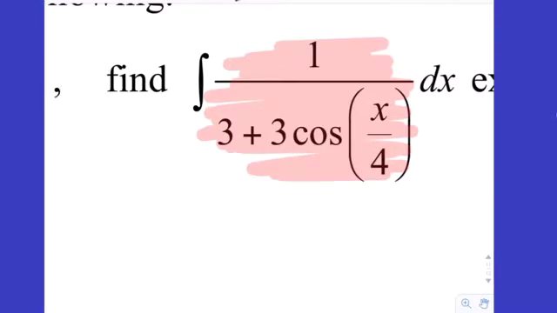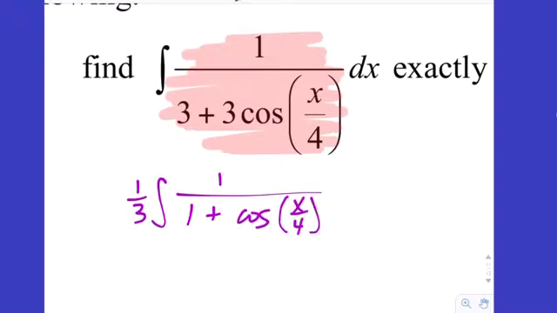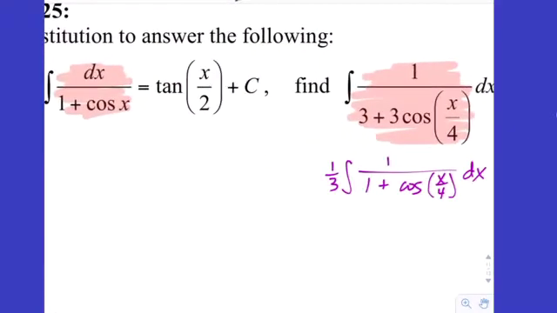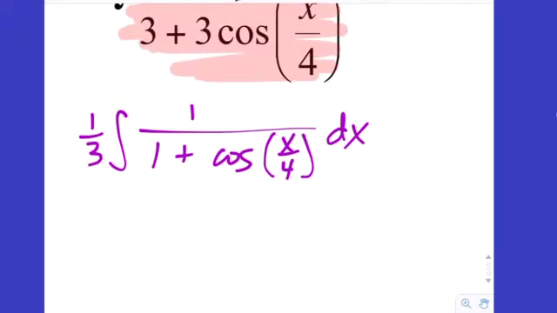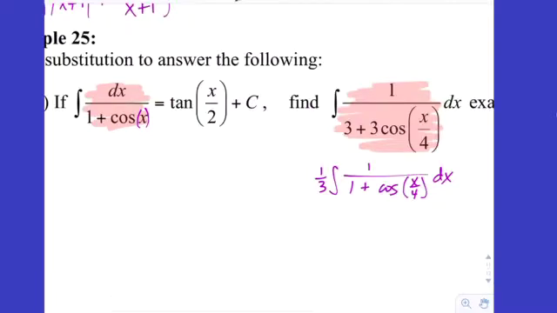Factor out a 3 in the denominator, right? Which would be the same as pulling out a 1/3 in the integral. So that gives you a 1/3 integral of 1 over 1 plus cosine of x fourths dx. And now it looks really, really close. So the power of u-substitution is making a composite function, and this is only one term, but it's x fourths, trying to replace it with a single variable, because that's what this is here, cosine of a single variable.